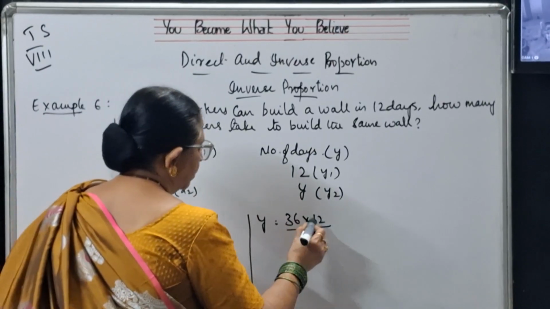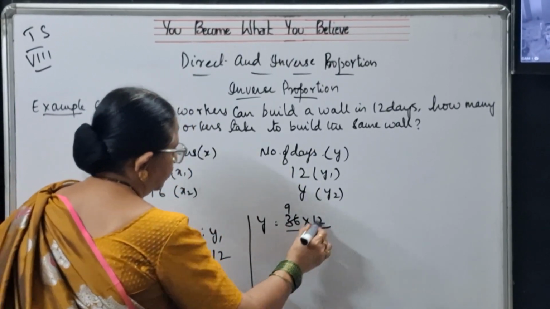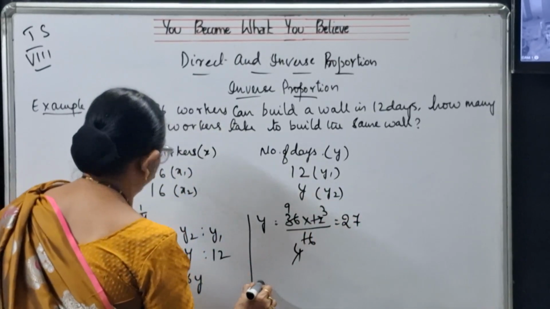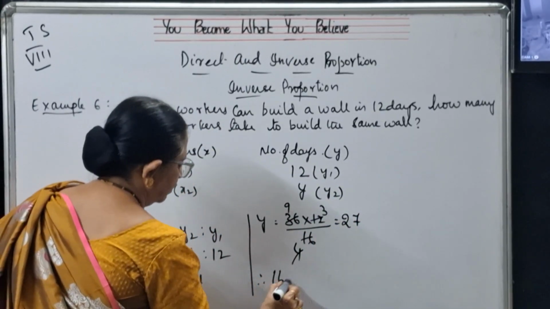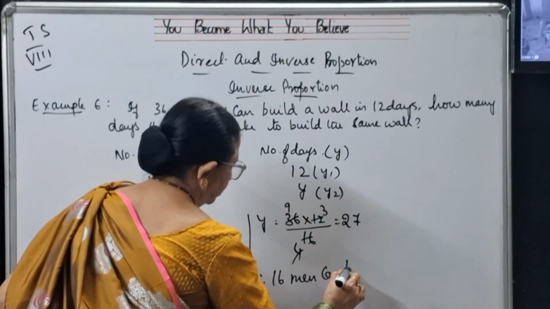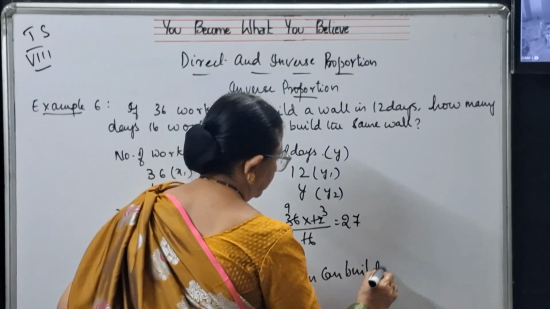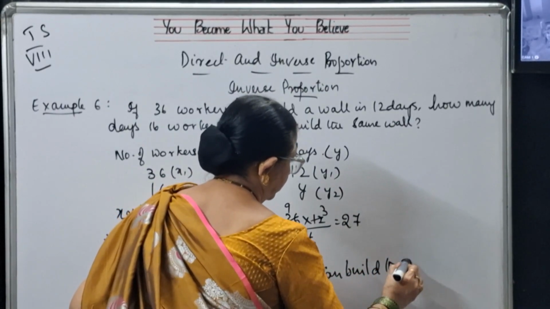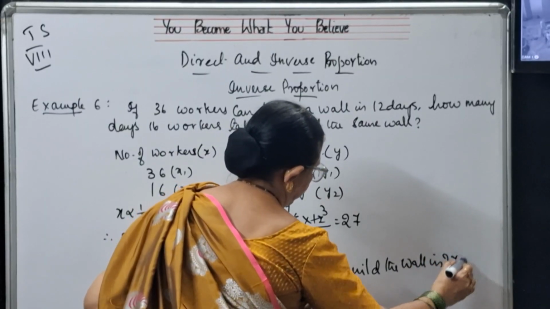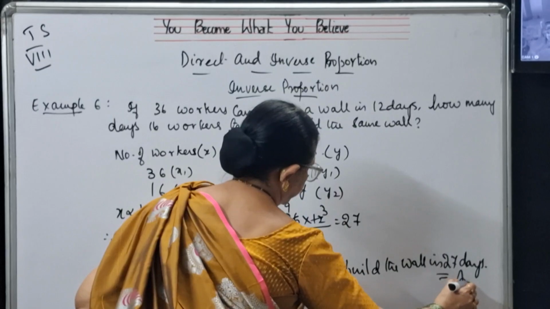So 4 9s are 36, 4 4s are 16. 4 1s are 4, 3 9s are 27. Therefore, what you can say, 16 men can build the wall in 27 days. This is the answer, children.